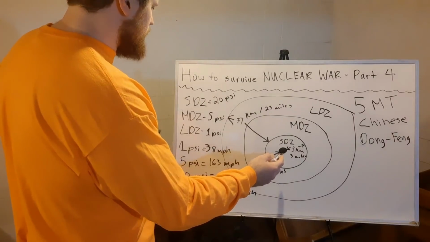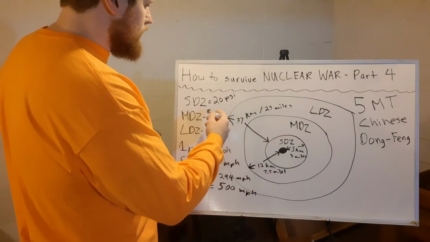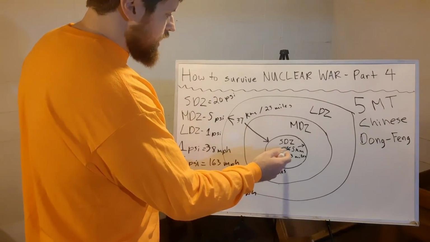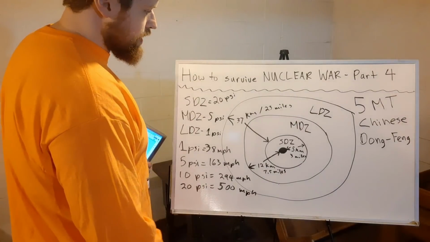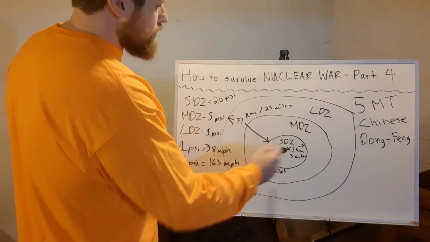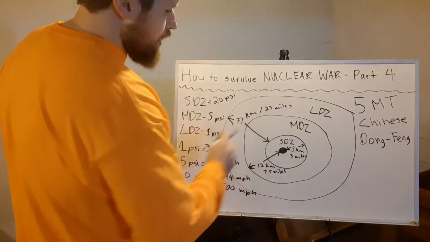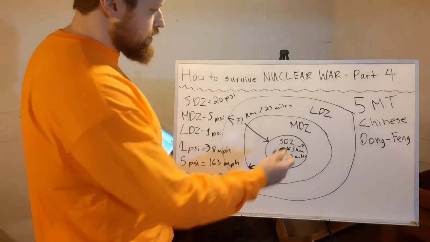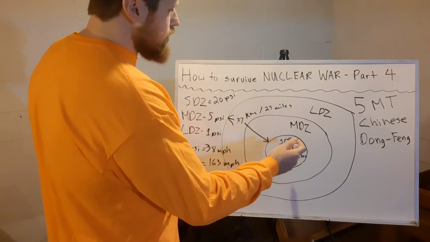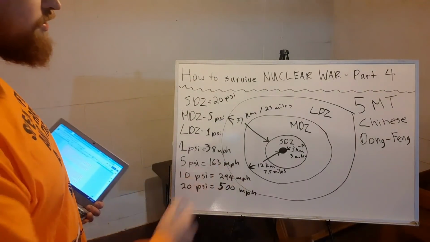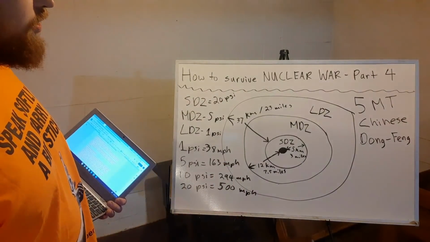And within the severe damage zone, you're going to have 20 psi or greater. And at the actual flash point, you could have thousands of psi. You could have 5,000 psi right around the flash point, like right where the bomb is detonated. And that's just going to be a couple hundred meters. That's the extreme damage zone, which we're not going to have to worry about because you can't survive the extreme damage zone at all.